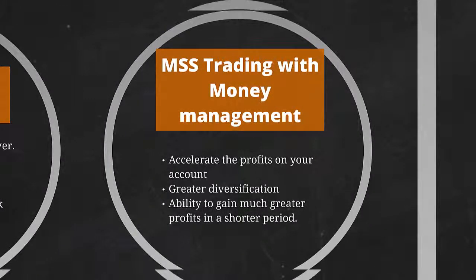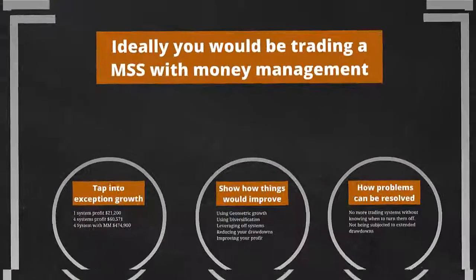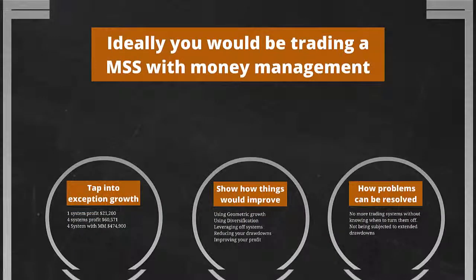So multi-system trading with money management is the key. It accelerates the profits on your account, greater diversification, you've seen that, and there's an ability to gain much greater profits in a shorter period of time. So you can see that when you combine the right systems together, you can really minimize your risk and accelerate that geometric growth. So traders, ideally you would be trading with money management with a multi-system strategy.